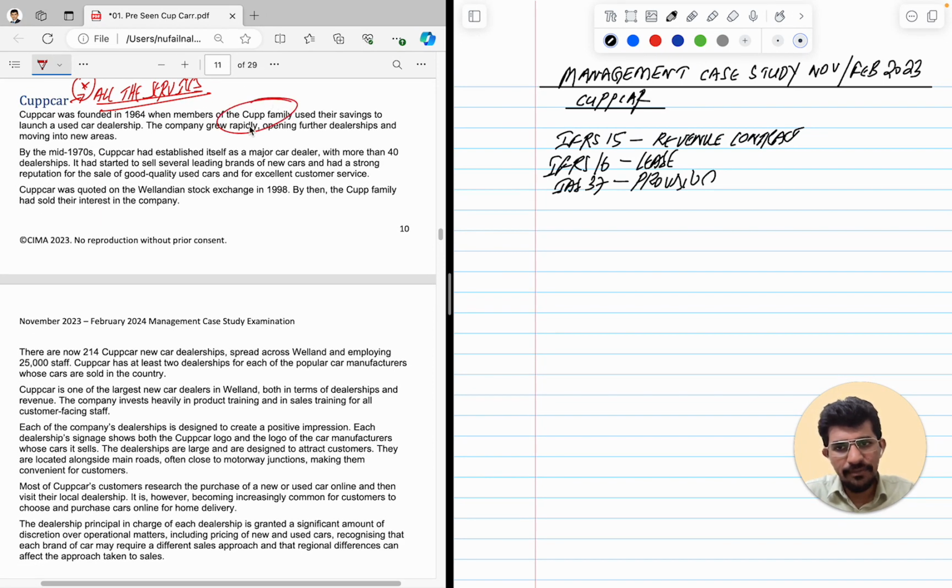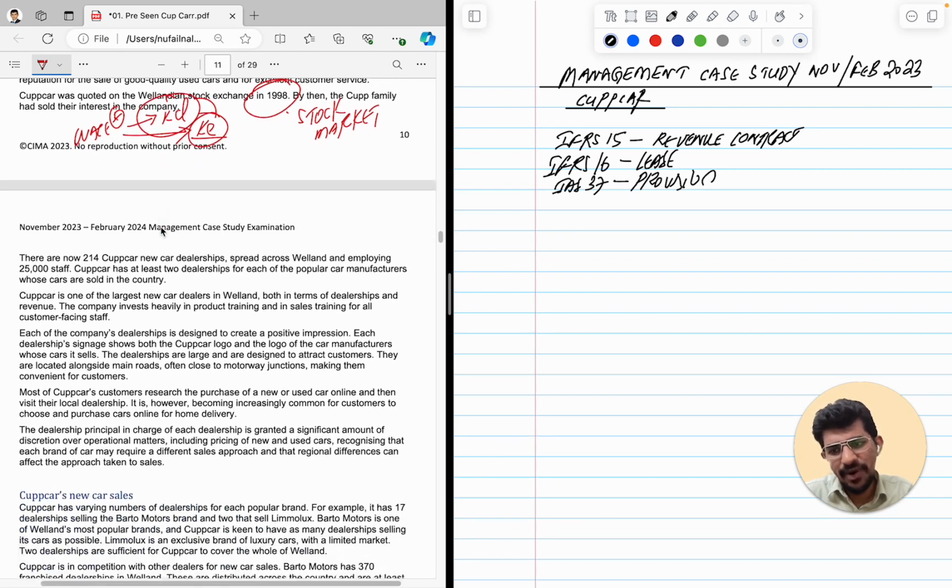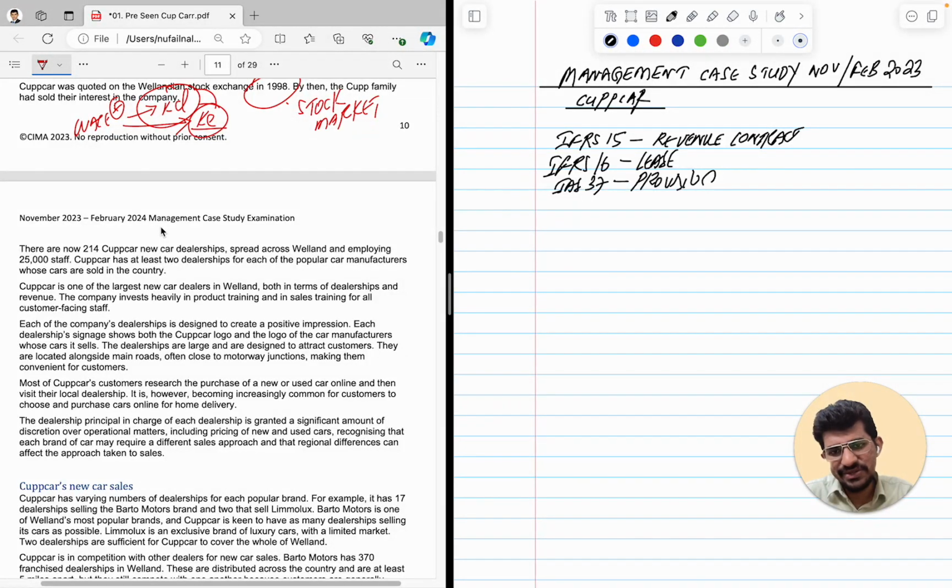And coming down, the Cuppcar organization has given its history. It was formed through the Cup family. And now the family is not there because everything is quoted in the stock market. So we are effectively a listed organization now. So just remember that, students, there can be a question with regards to WACC. WACC means weighted average cost of capital. So they may ask you information related to KD, that is cost of debt, and KE, which is the cost of equity. So that is very, very important as well to be considered.